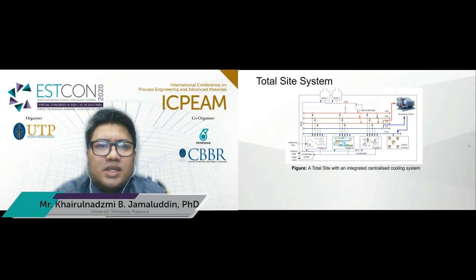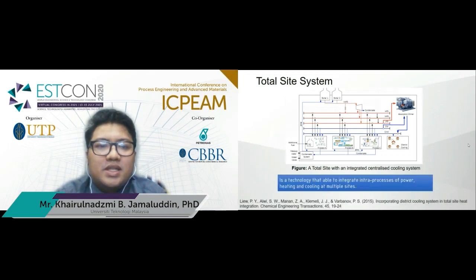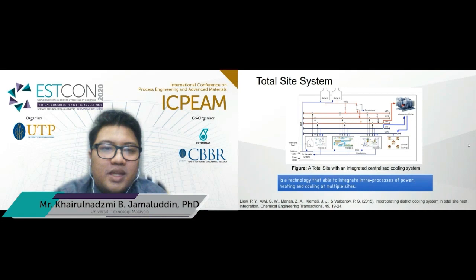So what is total site system? Total site system is actually a technology that enables to integrate intra-processes of power, heating and cooling at multiple sites. So as an example, as you can see in the figure, the process A do have boiler to supply additional fuel. So additional fuel meaning that we can supply additional energy.